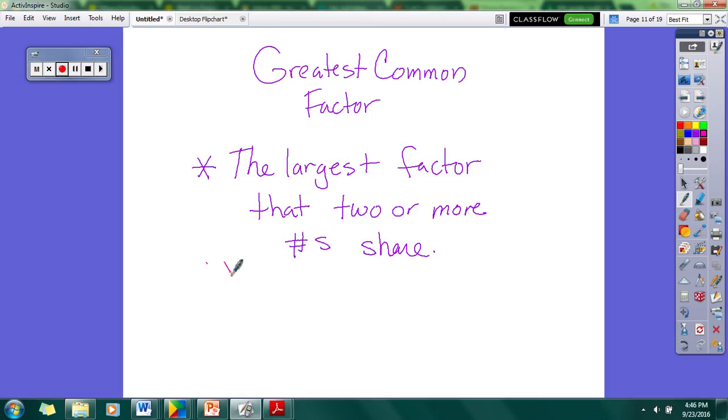Today we're going to do a video on the greatest common factor. The greatest common factor is the largest factor that two or more numbers share. So basically, both numbers can be divided by this number, and it's the largest such number. So let's do a couple examples so you understand what this means.